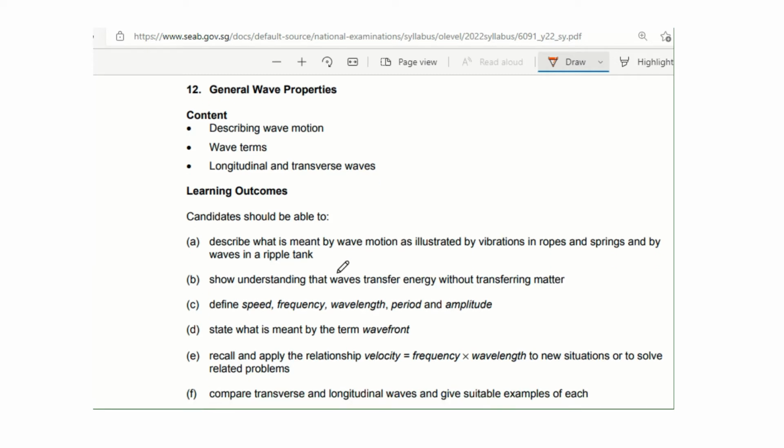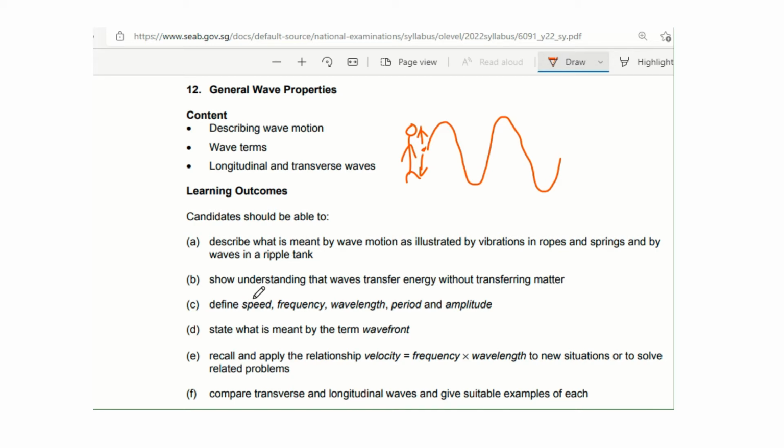Next, you need to be able to show the understanding that waves transfer energy without transferring matter. So for example, if I'm going to move a rope up and down, I am standing here and I'm going to move this rope up and down. When I do so, these are the waves that are generated in the rope. So there's a transfer in energy from left to right, right? But did the rope move away from the left hand side? No, the rope is still here, right? It didn't move to the right hand side. But there is a transfer in energy from left to right. So this is what is meant by waves transfer energy without transferring matter.